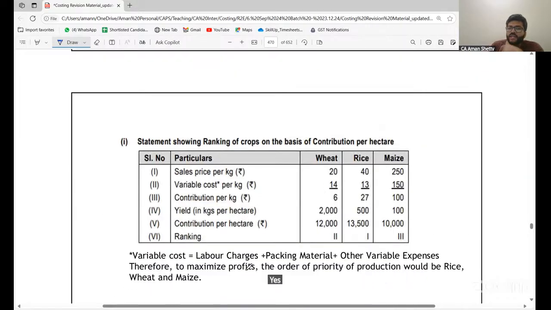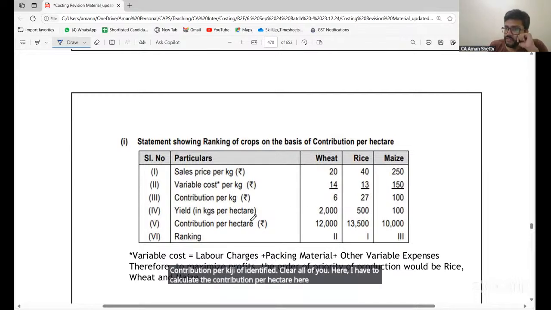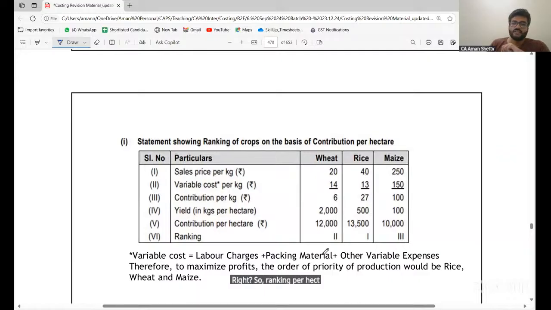So sale price per kg is given, variable cost per kg is given, contribution per kg you have identified. Clear all of you? Here I have to calculate the contribution per hectare. Understood all of you? Yield in kgs per hectare is given, contribution per hectare you find out, and then ranking. Is this clear? So ranking per hectare is done.